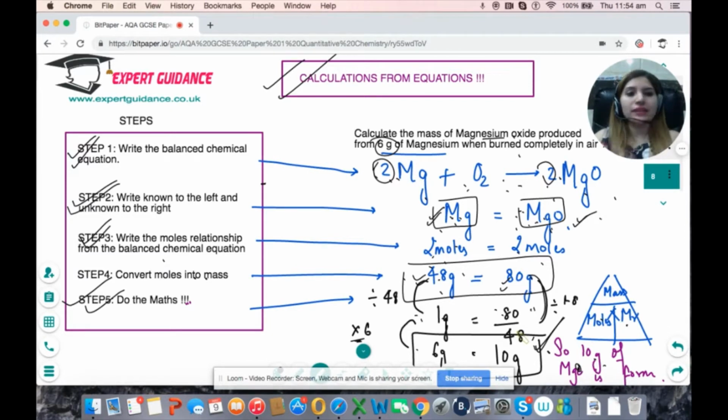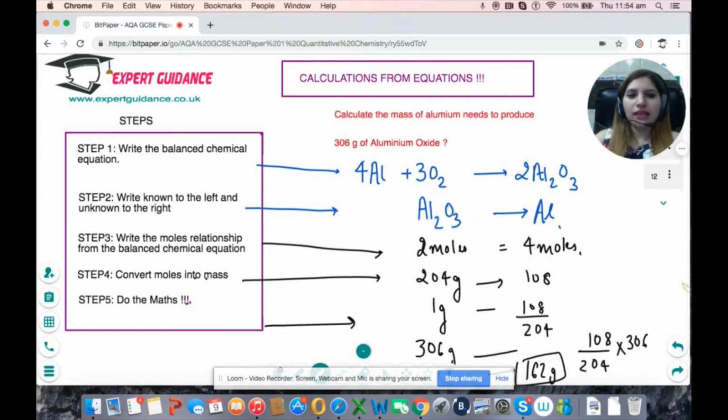I'll again take you through the steps. Write the balanced chemical equation, put known to the left, unknown to the right, write the relationship of moles from the balanced chemical equation, convert the moles into mass, and do the maths. Okay, now let us look at one more example.